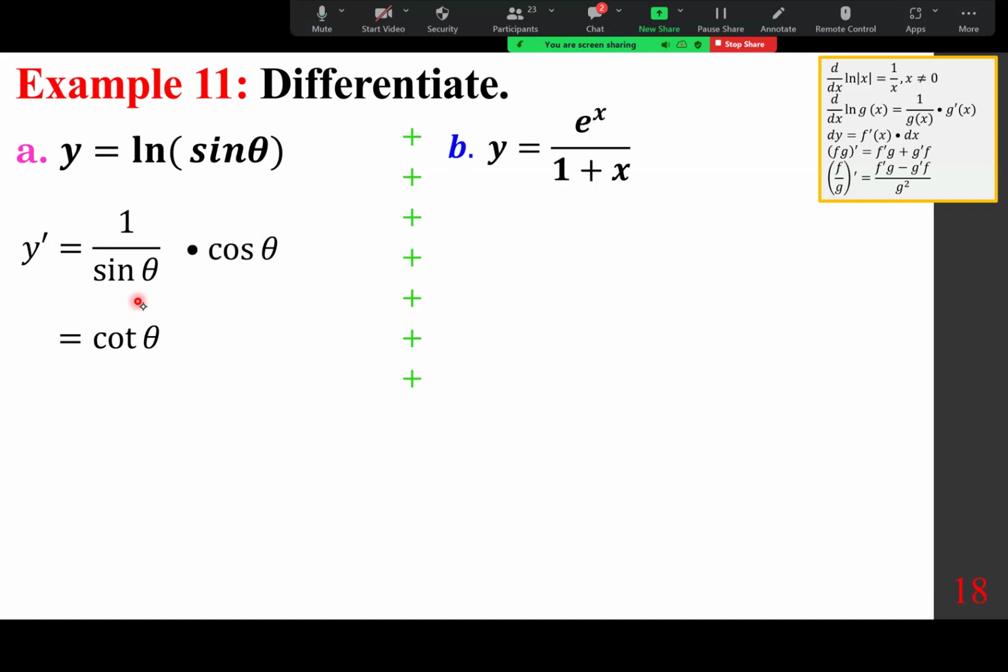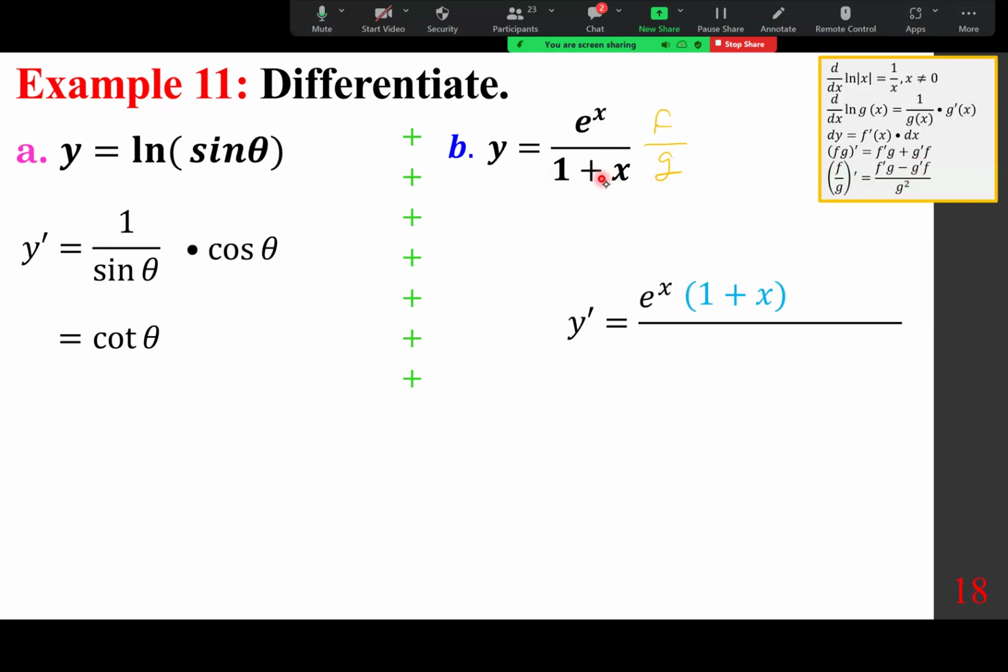What about this function? So f over g, we are going to use the quotient rule. So y equals e to the power of x over 1 plus x. F prime is e to the power of x times g, the bottom is 1 plus x. Again, the way I differentiate, class, I look at this and I need this. I'm going to write the quotient rule from memory and use that. And it's a lot faster than writing d/dx of this, d/dx of that.